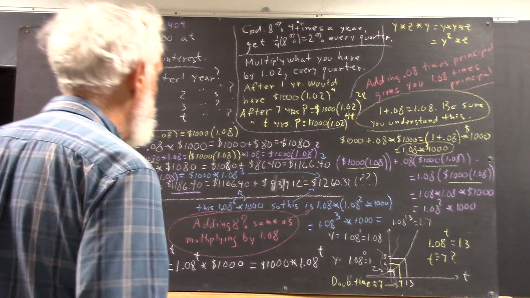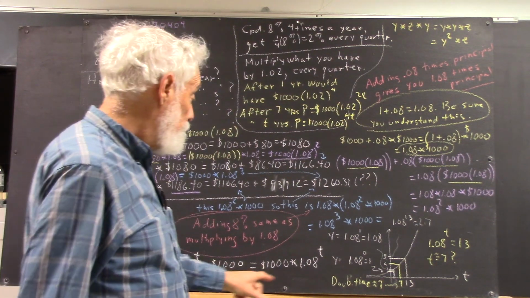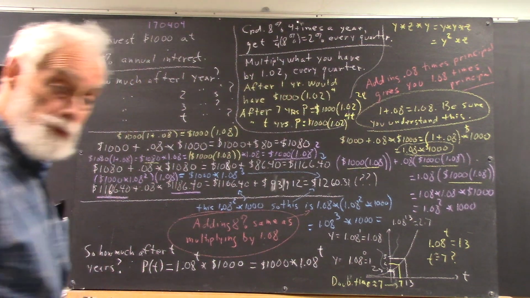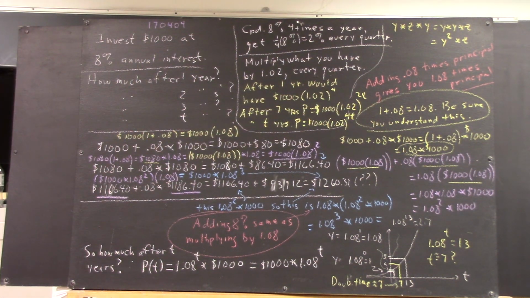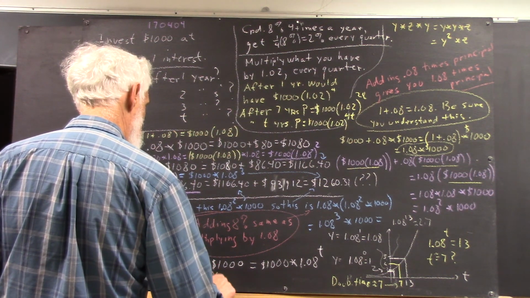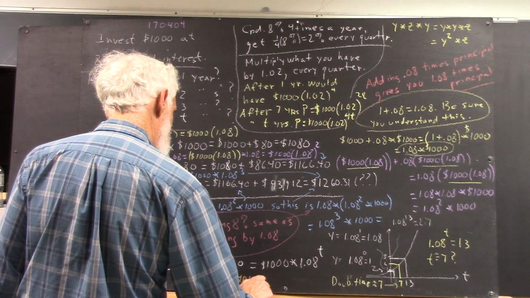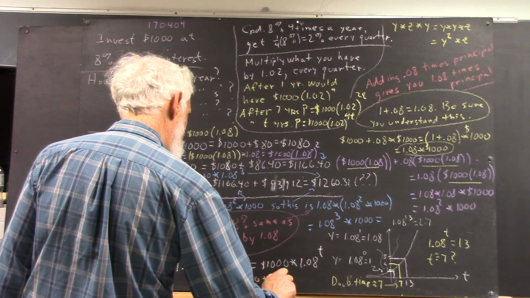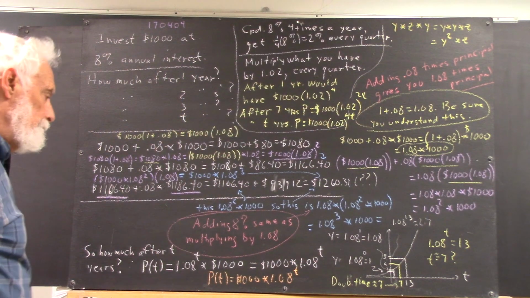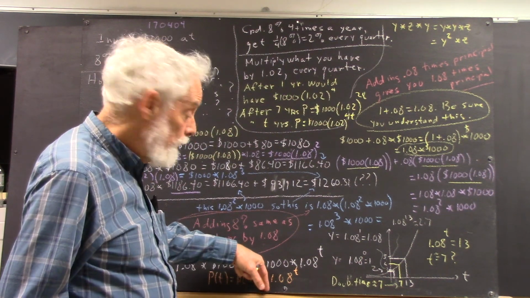Okay, now this $1,000 times 1.08 to the t, well, that's a function, okay? So we could write this prominently. We could write P of t is $1,000 times 1.08 to the t. Now, what is this? Well, it's just a multiple of 1.08 to the t.